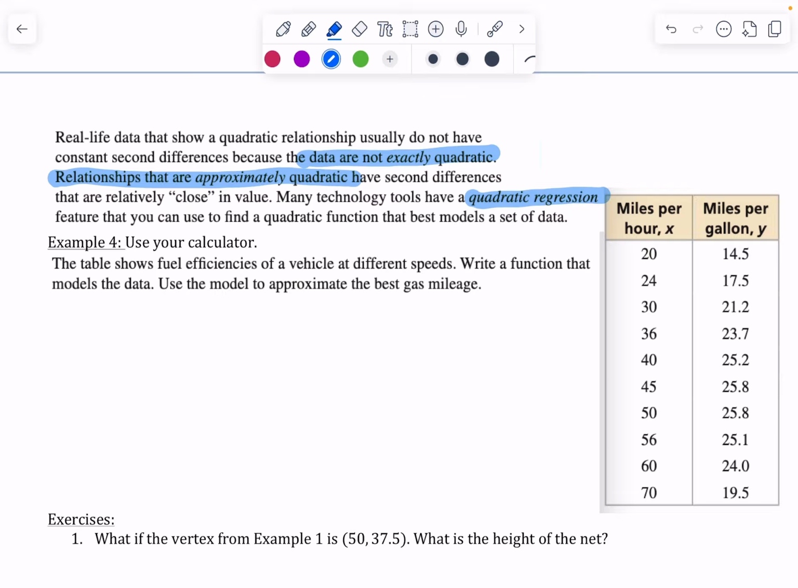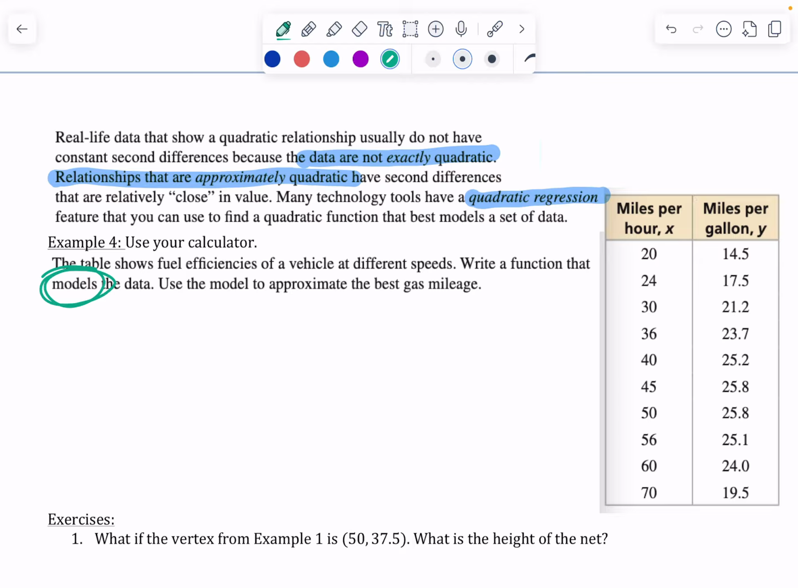Now, unfortunately, I don't have the TI Inspire calculator on this device, so I'm just going to talk you through the process. So this table shows fuel efficiencies of a vehicle at different speeds. Write a function that models the data. Models, meaning it's not going to be exact, okay? And use the model to approximate the best gas mileage.